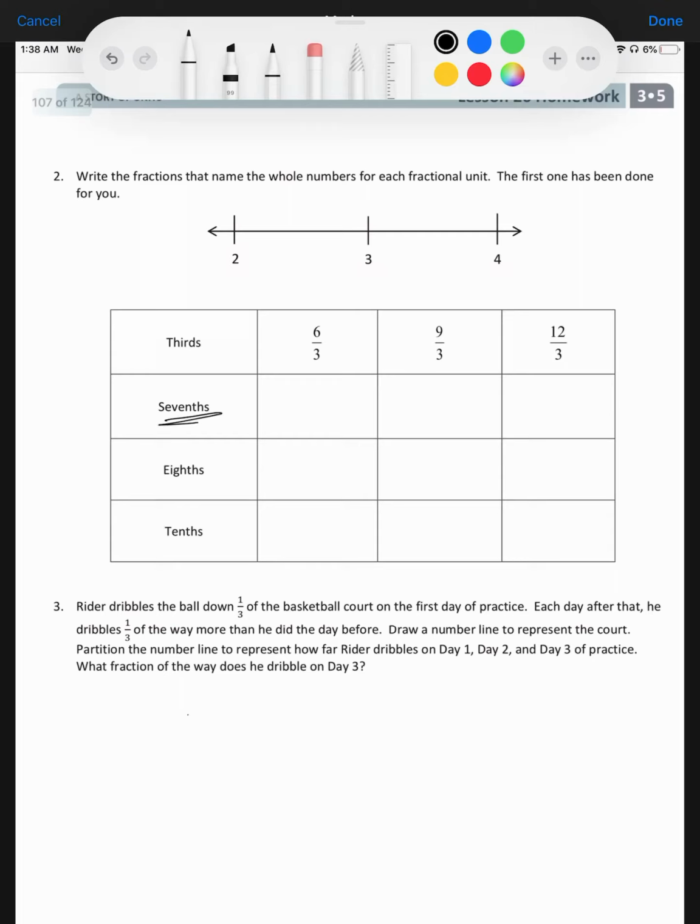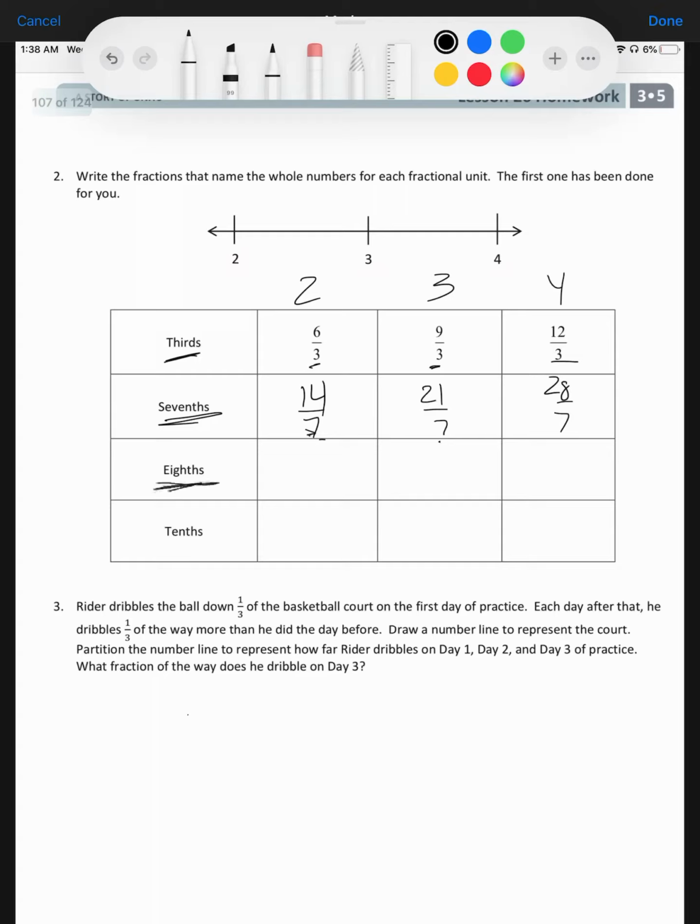So we're breaking it into sevenths now. We have a 2 here, our 3 here, our 4 here. So our denominator is going to be 7 for each one, because you can see for the first one, it's 3, 3, 3 because we're breaking it into thirds. For sevenths, it's 7, 7, 7. So 7 times 2 is what? 14. That's your numerator. 7 times 3 is what? 21. That's your numerator. 7 times 4 is what? 28. There's your numerator.